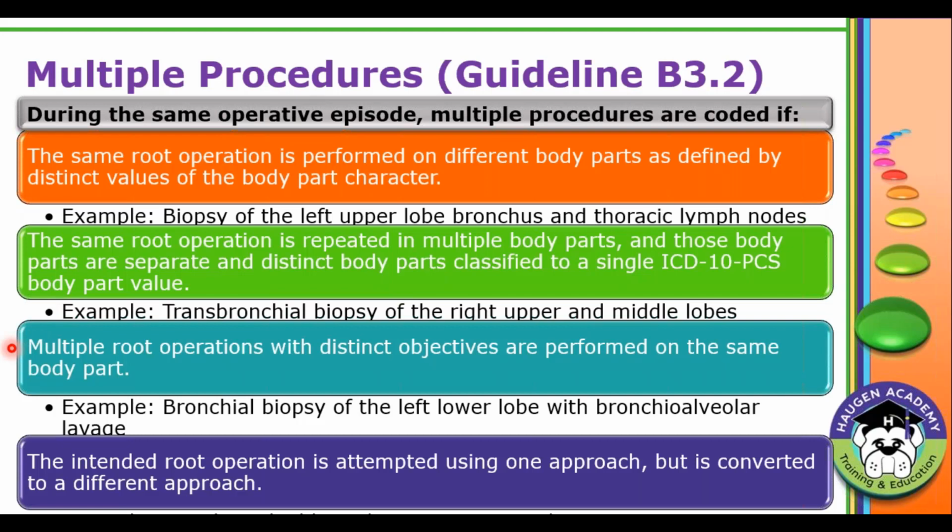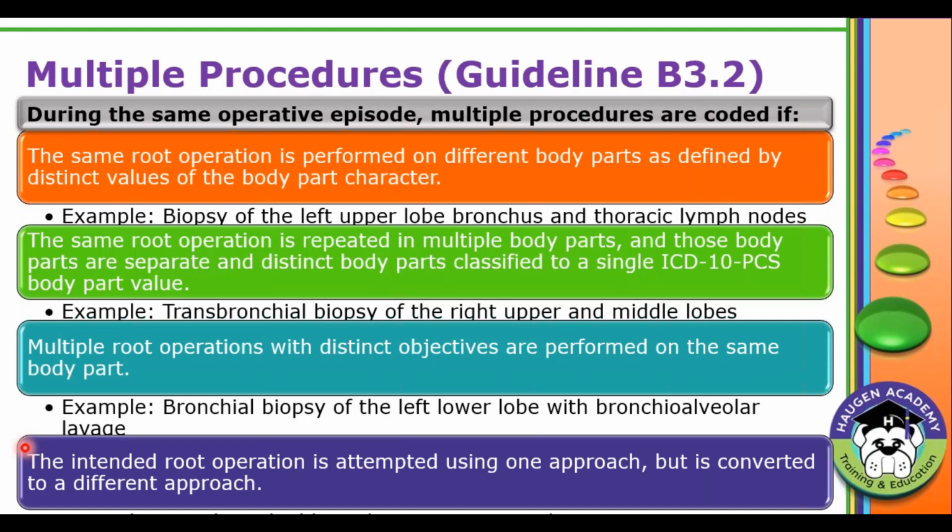We also code multiple procedures if there are multiple root operations with distinct objectives performed on the same body part. The example here is a bronchial biopsy of the left lower lobe with bronchoalveolar lavage. And in a bronchoalveolar lavage, we're taking fluid out, whereas in a biopsy, we're taking tissue out. So those are 2 different root operations with distinct objectives. And then finally, we code multiple procedures if the intended root operation is attempted using one approach, but has to be converted to a different approach.